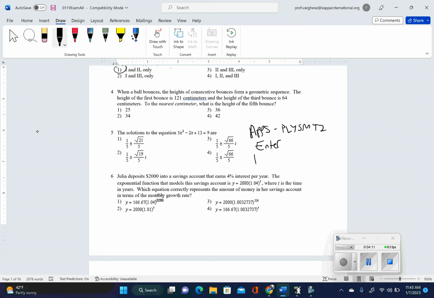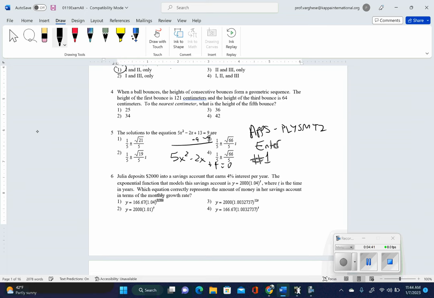And then you're going to do number 1, which is poly root finder. So you plug the coefficients in, which are 5, negative 2, 13. Actually, no, they were trying to trick me. I have to subtract 9 from both sides. So I'm going to get 5x squared minus 2x, and then 13 minus 9. Anyone? 4, right? So that's going to be plus 4 equals 0.